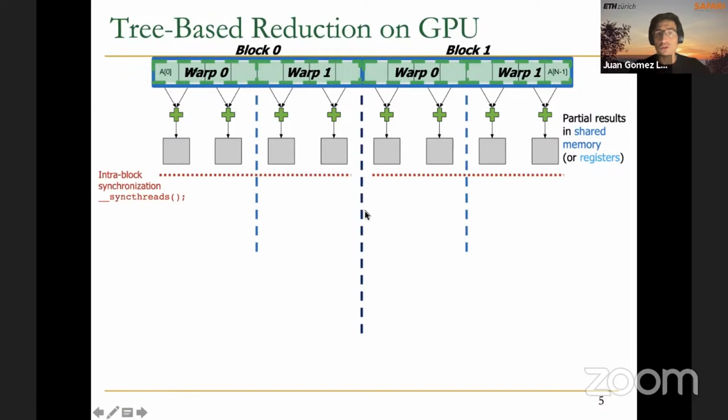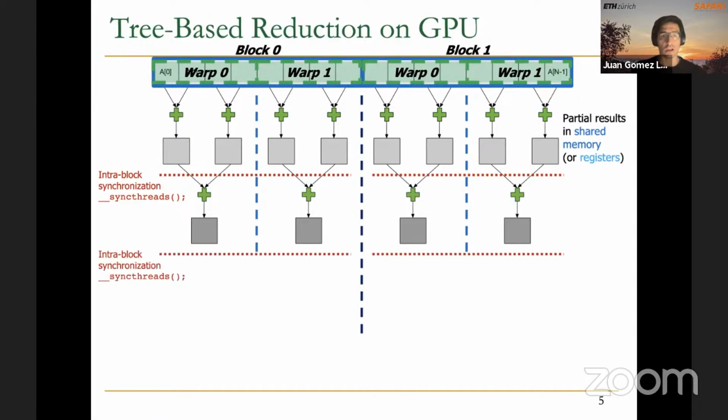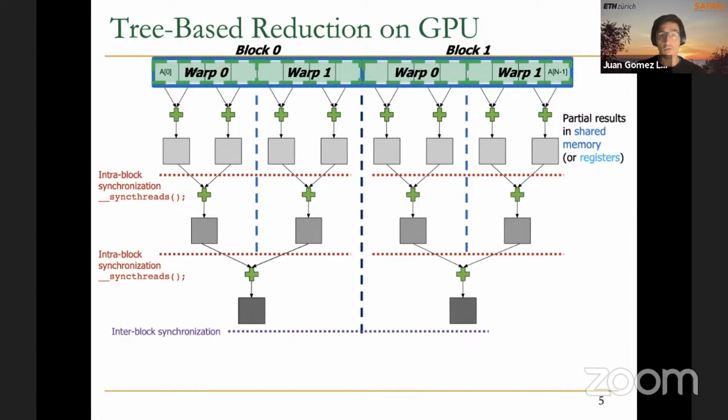We will need intra-block synchronization in order to make sure that all threads in one block have finished the computation in each iteration, because these partial results are going to be reused by the remaining threads that continue the execution in the next iteration. And here we have another intra-block synchronization point. And finally, an inter-block synchronization is needed because it's the way that we have to synchronize two different blocks so that we can end up reducing the partial sums that have been generated by the thread blocks, in this case, block 0 and block 1.